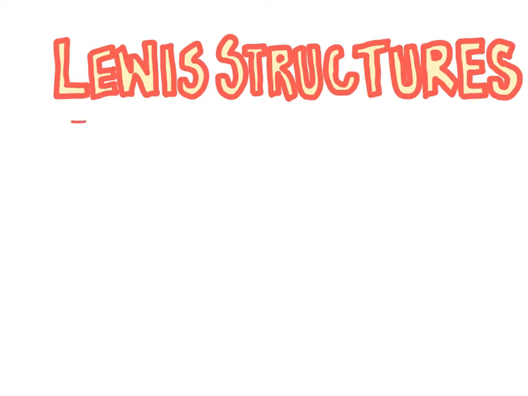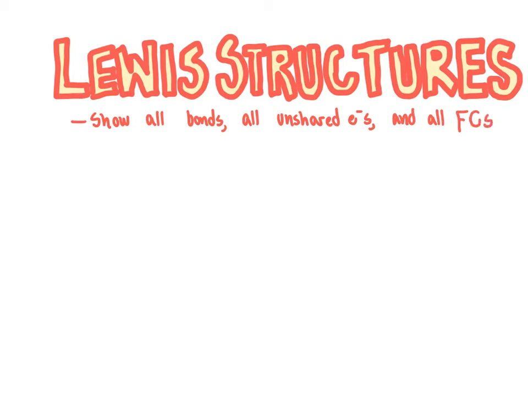So Lewis structures are going to show pretty much all the gory detail that we possibly can, with the exception of perhaps information about bond angles and things like that. We're going to show all of the covalent bonds in the molecule, all of the unshared electrons, in other words, all of the lone pair electrons, and all the formal charges. And I'm going to abbreviate throughout the semester formal charges as FC. So it's going to show all FCs, all formal charges.